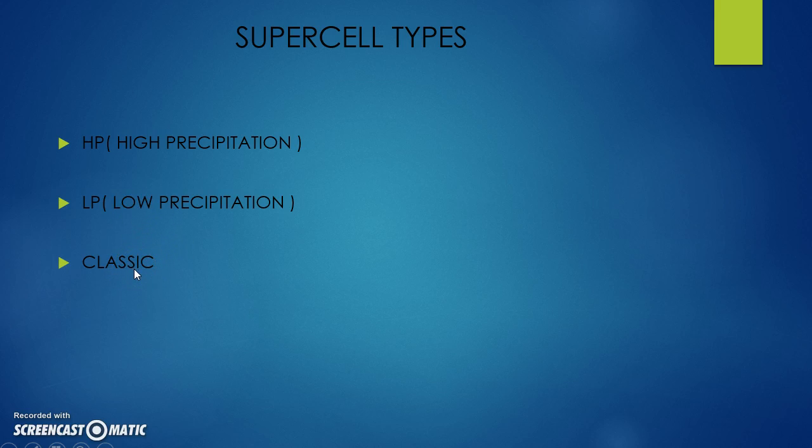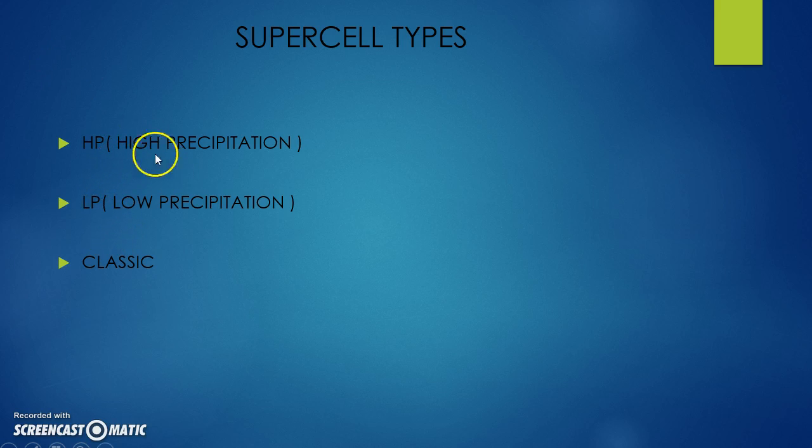Then you have your classic supercells, and these are common when you have a dryline situation. These are the types of supercells that grab a lot of attention from storm chasers. We have a lot of photos of these kinds of supercells, and probably the most recognized type of supercell in the storm chaser community. We'll talk about that here a little more momentarily.